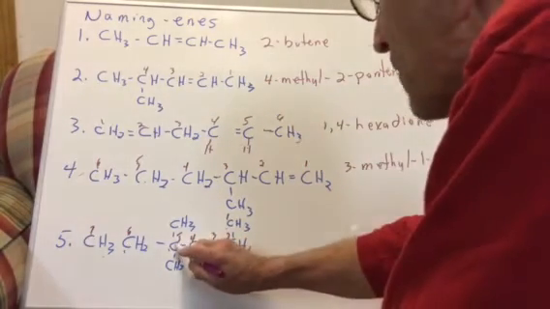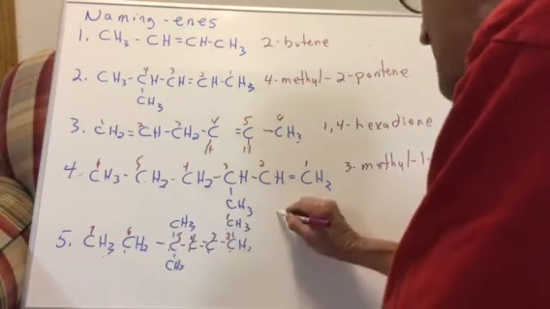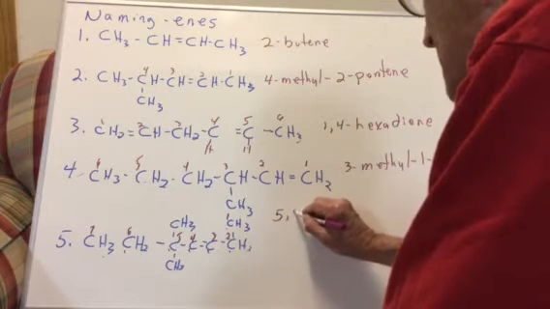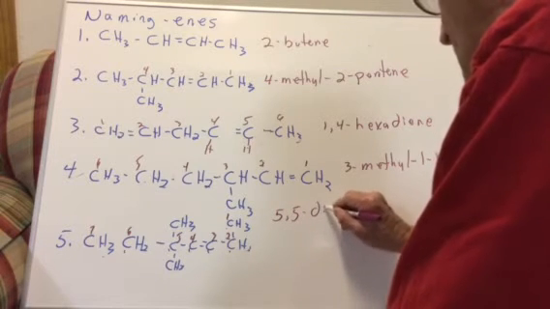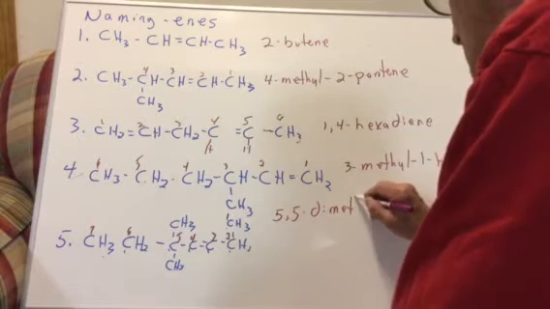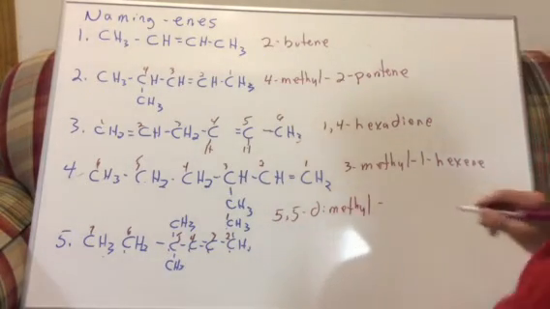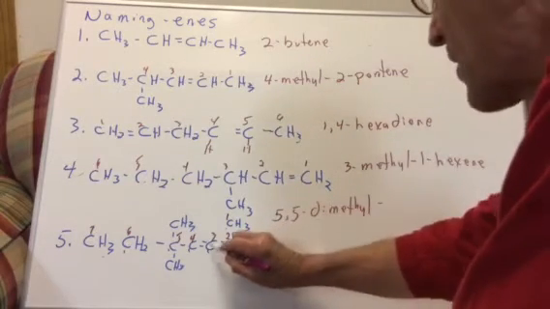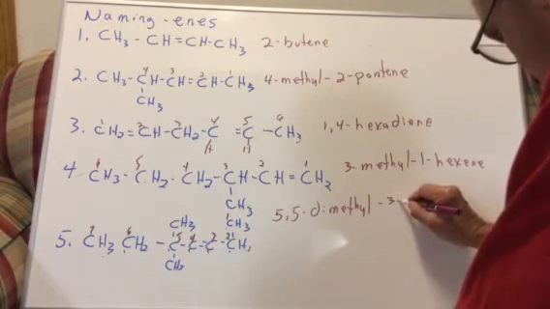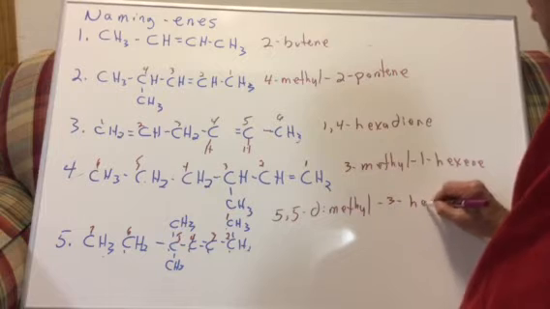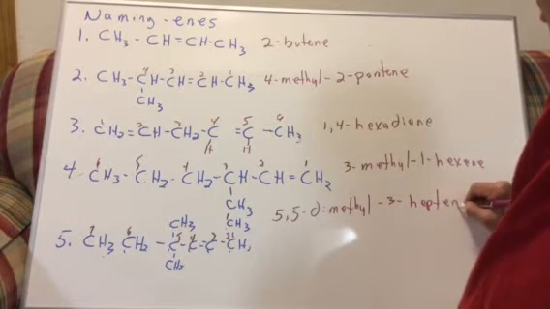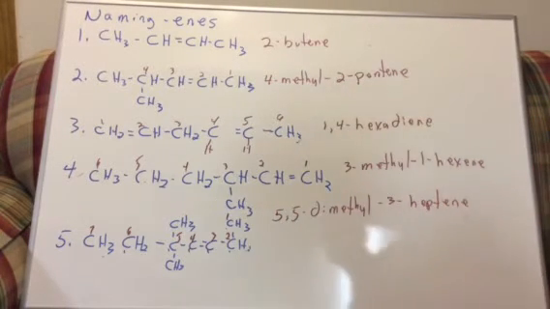So then on the 5 carbon, you've got 2 methyl groups. So it becomes 5,5-dimethyl. And again, the double bond is on the 3rd carbon. So 3, and it's 7 long, so heptene.